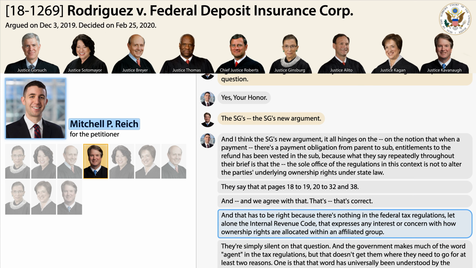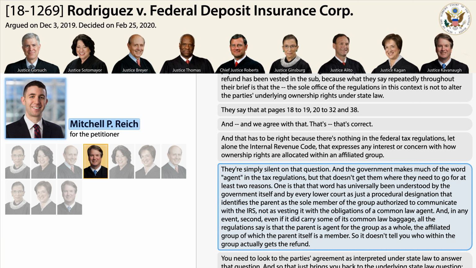That's correct, and that has to be right because there's nothing in the federal tax regulations, let alone the Internal Revenue Code, that expresses any interest or concern with how ownership rights are allocated within an affiliated group. They're simply silent on that question. And the government makes much of the word agent in the tax regulations, but that doesn't get them where they need to go for at least two reasons. One is that word has universally been understood by the government itself and by every lower court as just a procedural designation that identifies the parent as the sole member of the group authorized to communicate with the IRS, not as vesting it with the obligations of a common law agent.